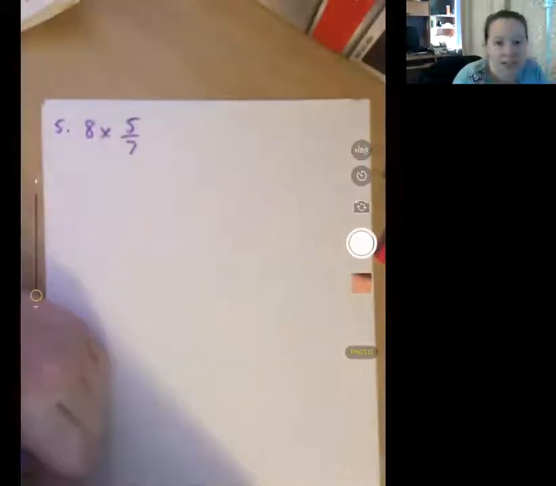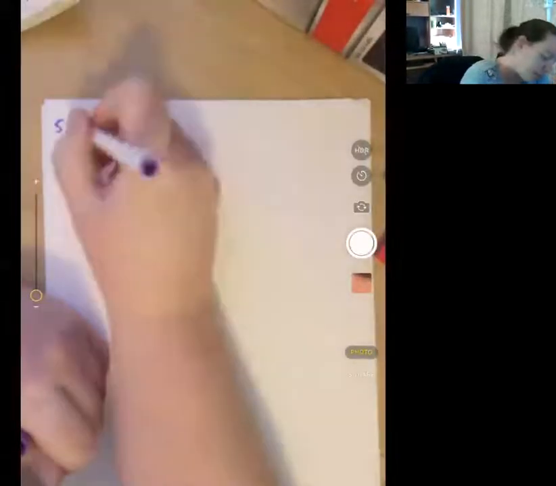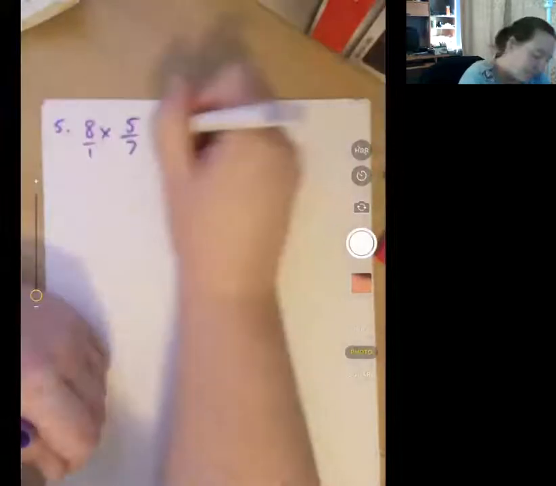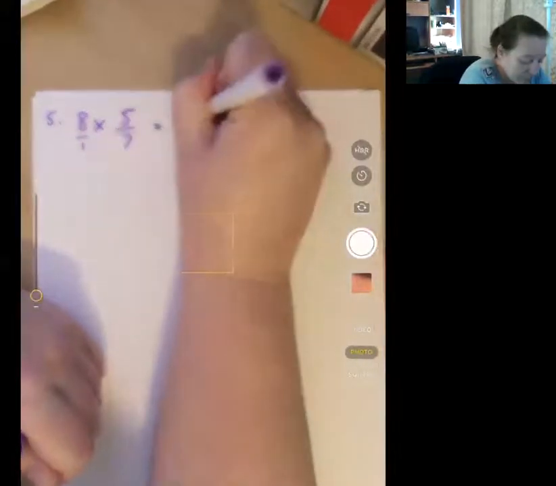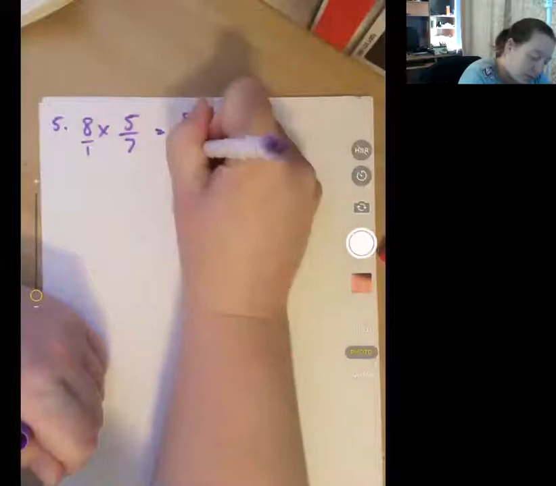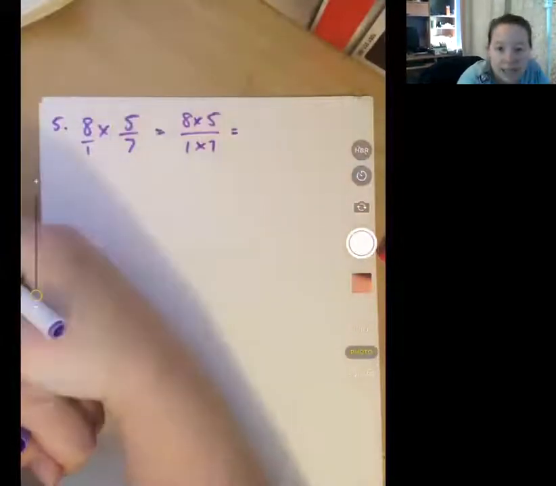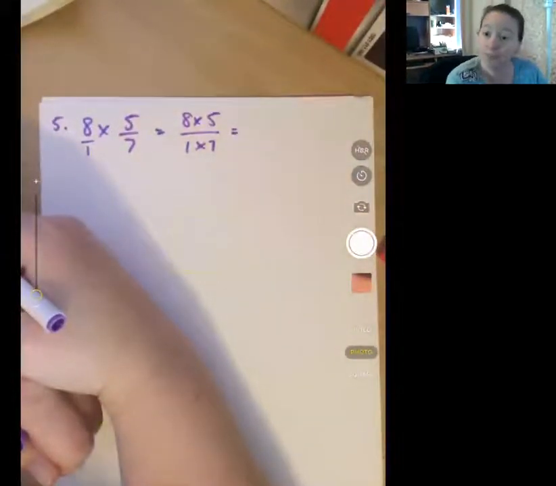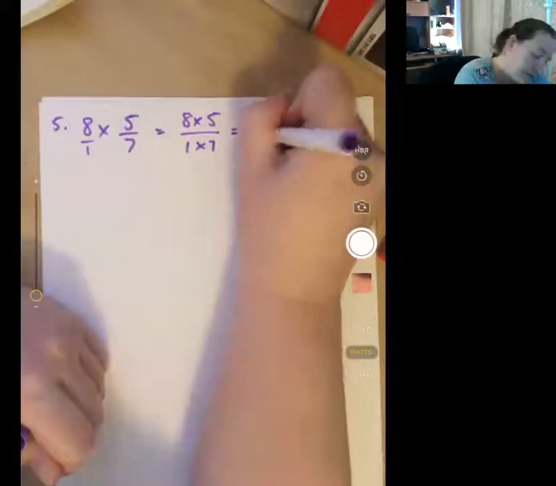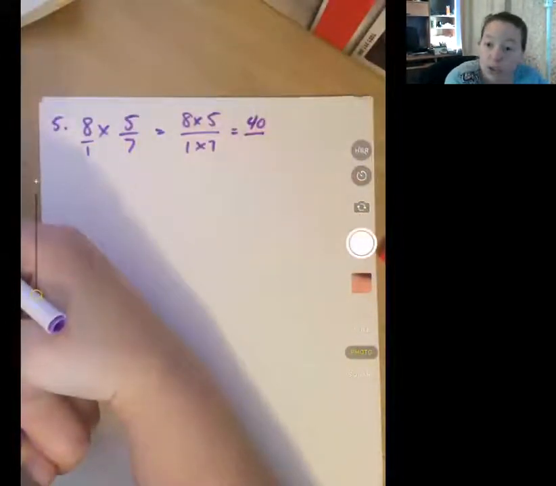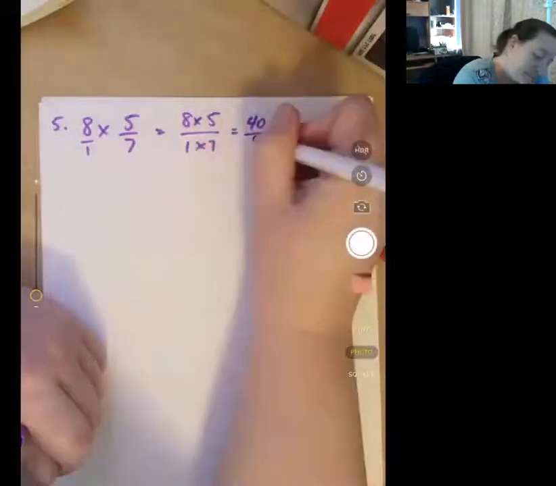Number 5. 8 times 5/7. Once again, I have my invisible 1 underneath the 8. And I have 8 times 5. I'm rewriting it over 1 times 7. 8 times 5 is equal to 40, over 1 times 7, which is equal to 7.